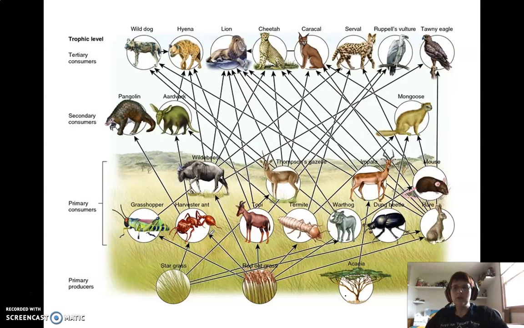The lab that you're going to be doing on the community ecology lab has you building one of these. So when you do that, make sure that your arrows are pointing the right direction. So it's going to point from the organism that's being eaten to the organism doing the eating. So we point the arrows towards the organism that's doing the eating.